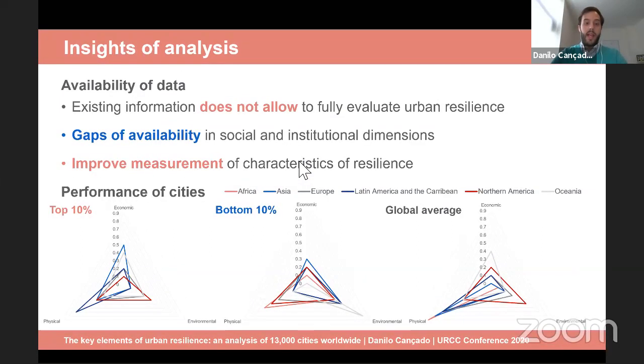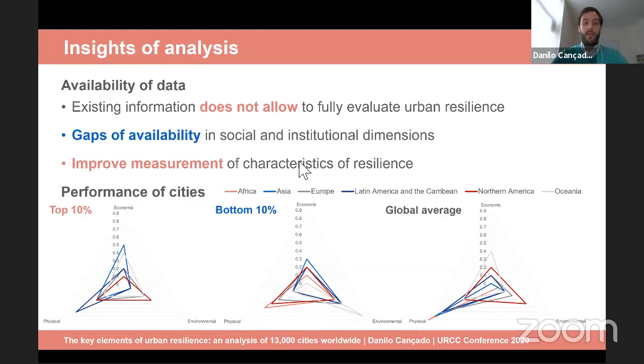As already mentioned, existing data was proven to not allow fully measuring urban resilience, and there are more gaps for indicators in the social and institutional dimensions. The indicators evaluated cover the characteristics of resilience, but having more data could not only enhance the composite index, but also improve the evaluation of the characteristics of urban resilience.